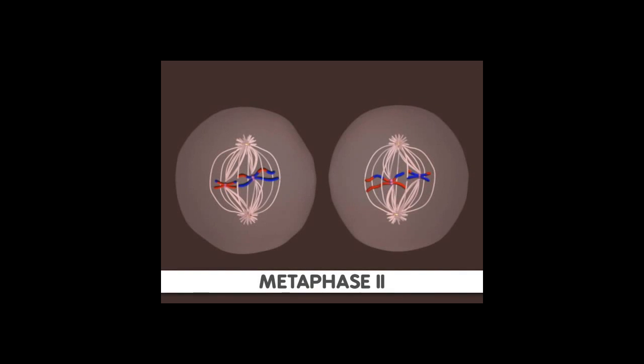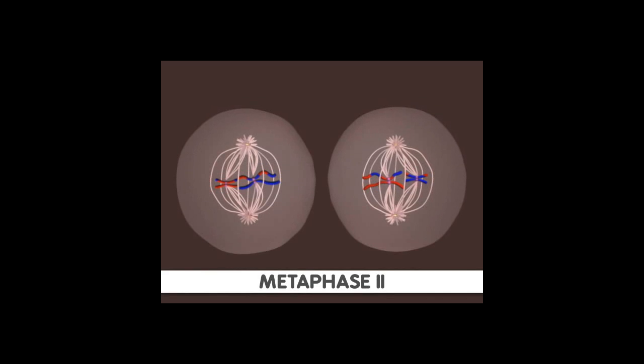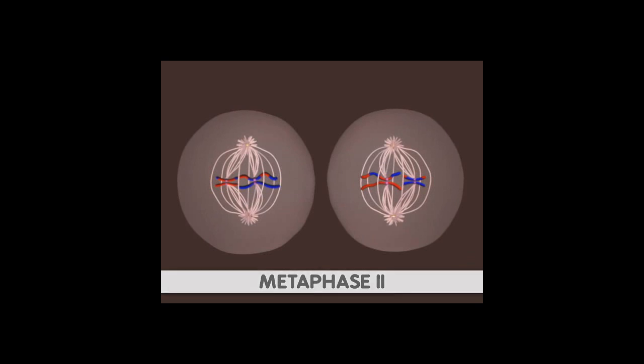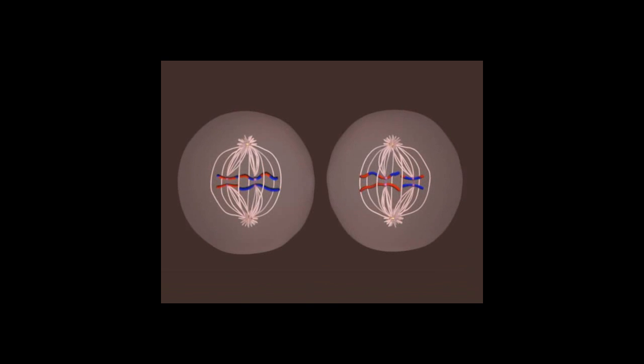In Metaphase II, the chromosomes align at the equator of the cell. Again, the alignment is random. Since the sister chromatids are no longer identical, there will be many different possible ways for these chromosomes to align.